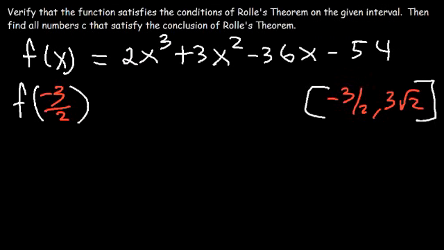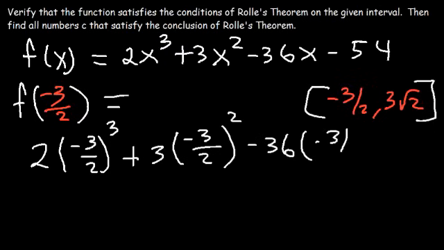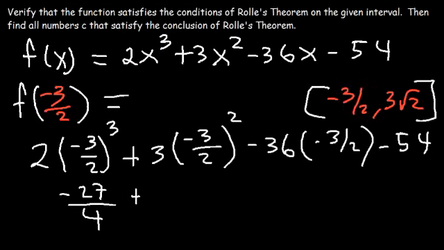Now for those of you who can't use a calculator, let's do this step by step. So it's 2 times negative 3 over 2, cubed, plus 3 times negative 3 over 2 squared, minus 36 times negative 3 over 2, minus 54. So 3 to the third power, that's 27, but it's going to be negative 27. 2 to the third is 8, and 8 divided by 2 is 4. 3 squared is 9 times 3, that's another 27, and 2 squared is 4.